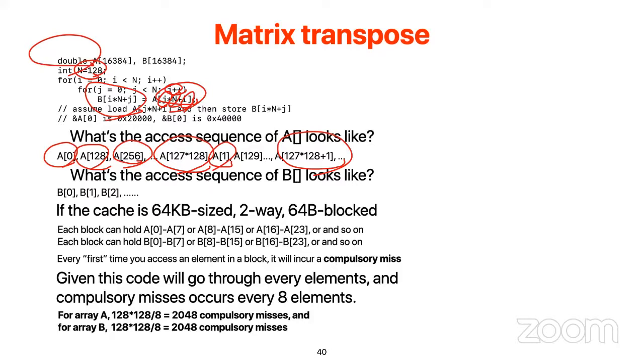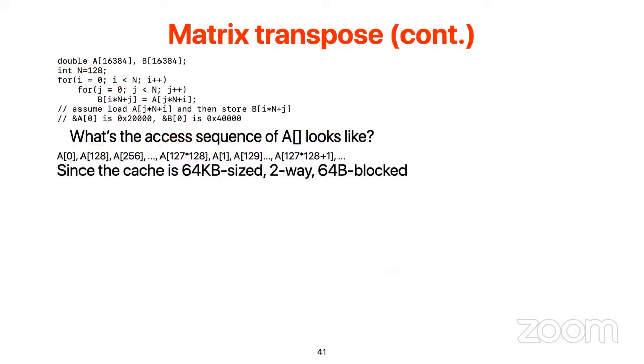And it will always happen, right? So there are 2K times of the first-time visit for array A, and the same thing for 2K times first visit of a block in array B. So this is the total amount of compulsory misses you have. And the rest of them would be conflict misses.